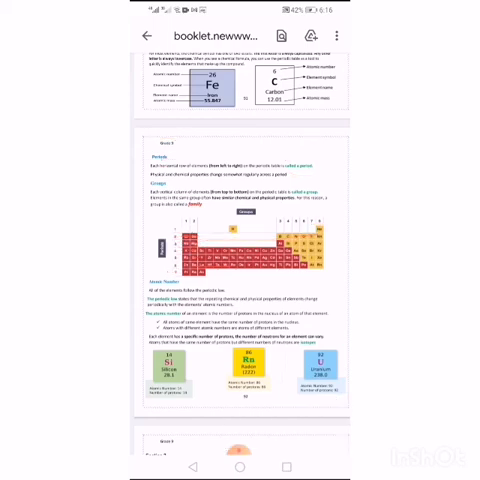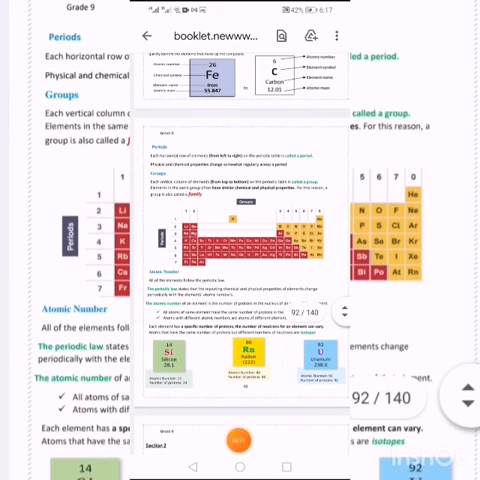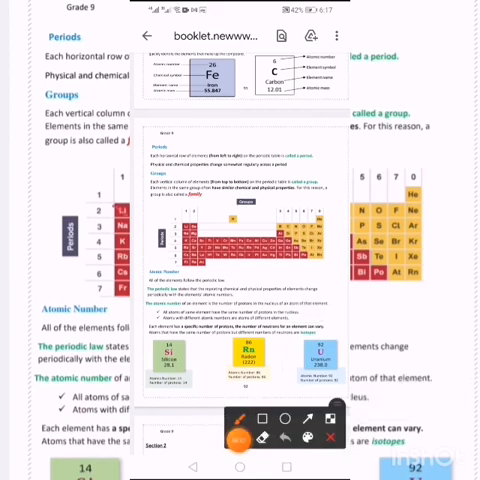For example, the properties of lithium are different from the properties of beryllium, in the same period. While a group is each vertical column, from the top to the bottom of the periodic table, called a group.